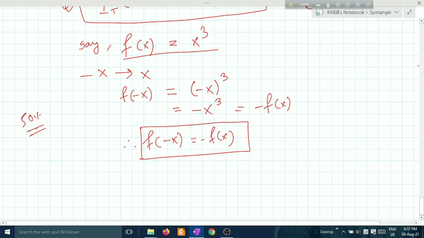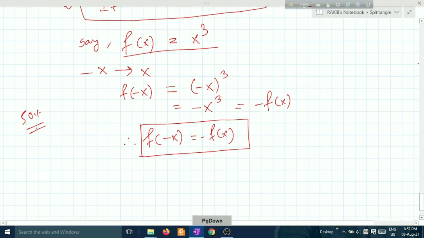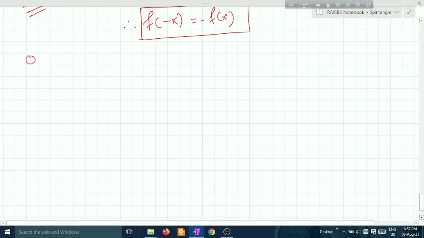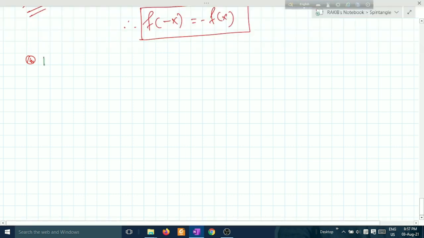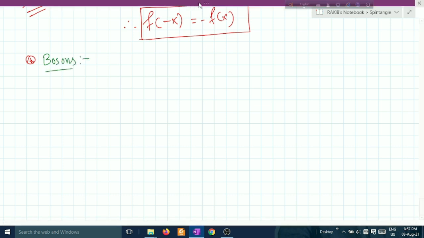Okay, this was the Fermi particles. The above discussion was of Fermi particles. In case of bosons, what will happen here?